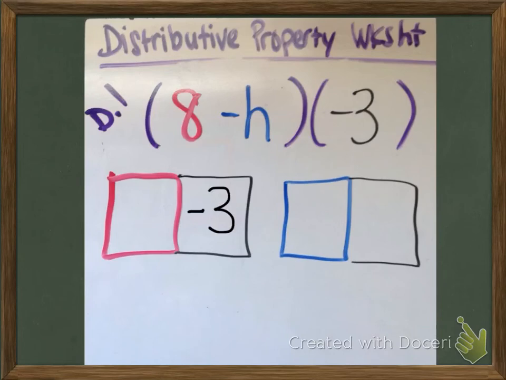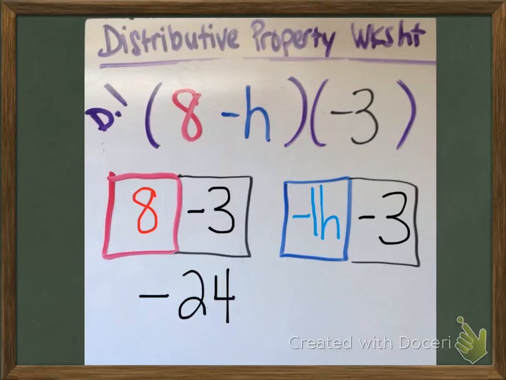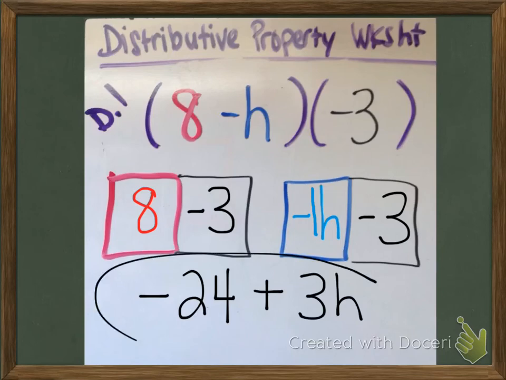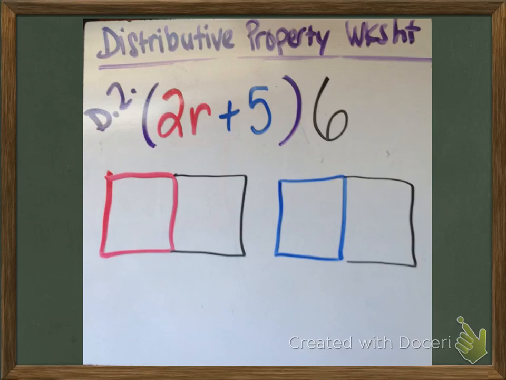The first thing you need to do is bring your negative 3 down into the black boxes. Now bring down your positive 8 and your negative h, which, again, there's no number there, so you should know that it's a negative 1h. Now solve this. A positive 8 times a negative 3 is a negative 24. A negative 1h times a negative 3 is a positive 3h. Your answer is negative 24 plus 3h.